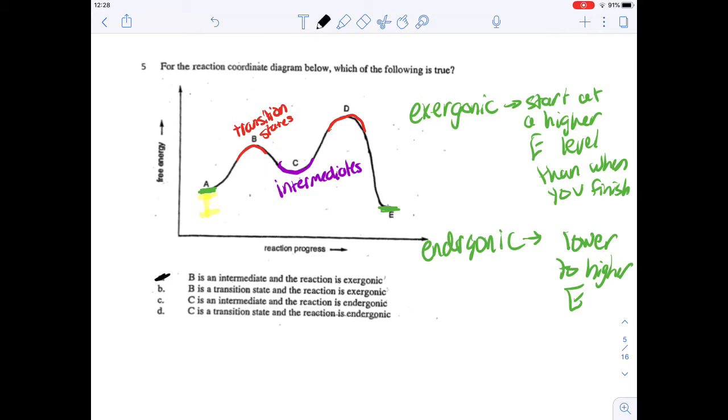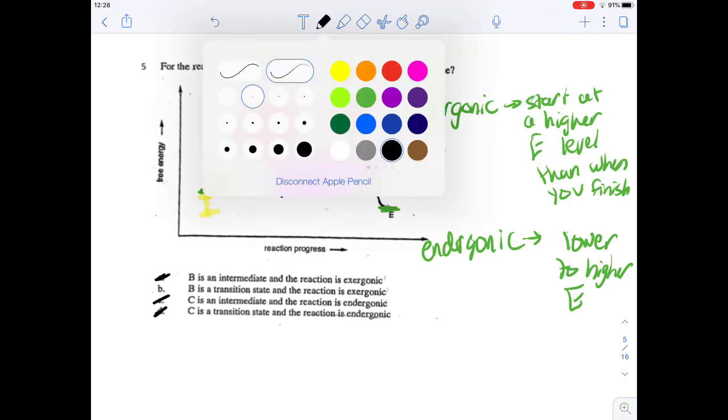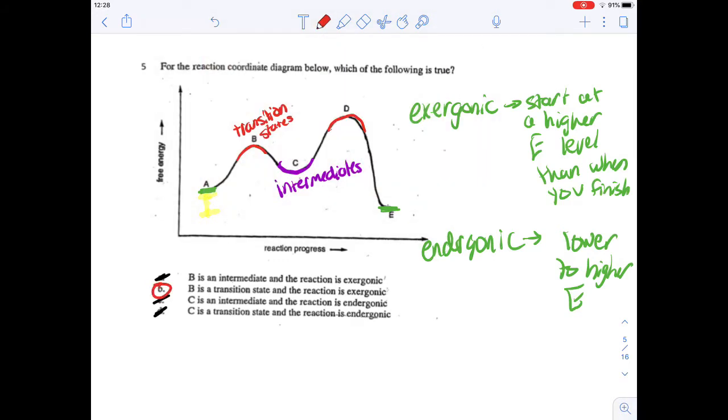C. C is an intermediate and the reaction is endergonic. C is an intermediate because it's one of the valleys, but the reaction is not endergonic because you're not going from low to high energy. So you can eliminate C. D. C is a transition state and the reaction is endergonic. C is not a transition state because it's a valley and the reaction, as we've already established, is exergonic, so you can eliminate D. And your right answer is going to be B for number 5.